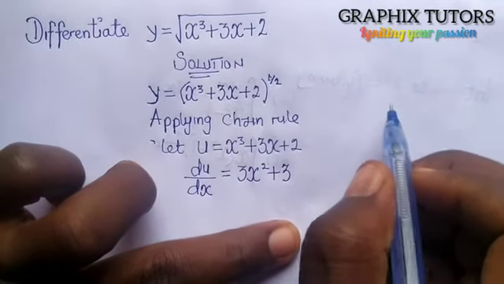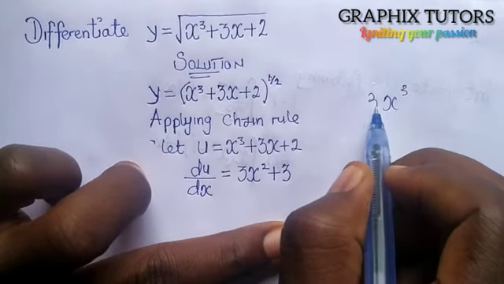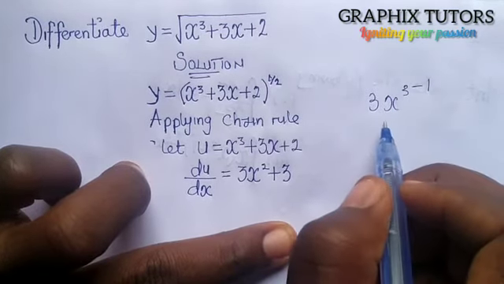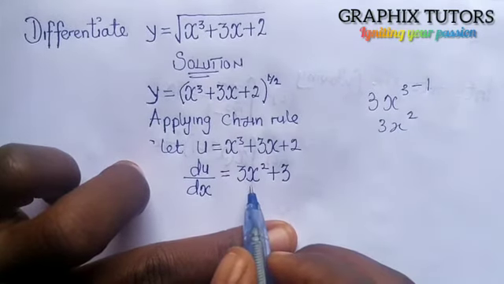If you remember, when you want to differentiate x cubed, you bring the 3 down, you subtract 1 because you brought the 3 down. We are left with 3x, and 3 minus 1 is 2. That's how I got 3x squared.